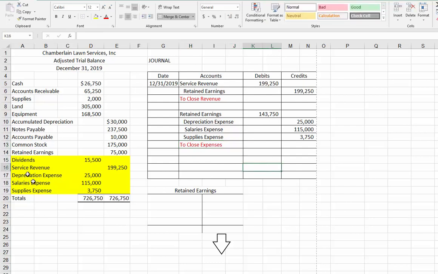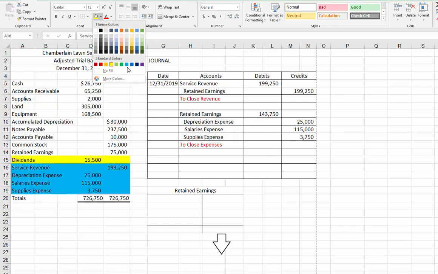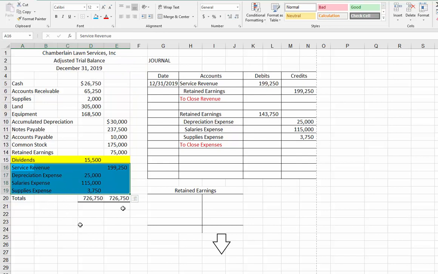Okay, so we've taken care of, let's unhighlight these because that will show that we're all done with them. Actually, let's highlight them with the dark color because they're all gone. Okay, so service revenue is gone, our expenses are gone. The last thing we have to do is close our dividends.